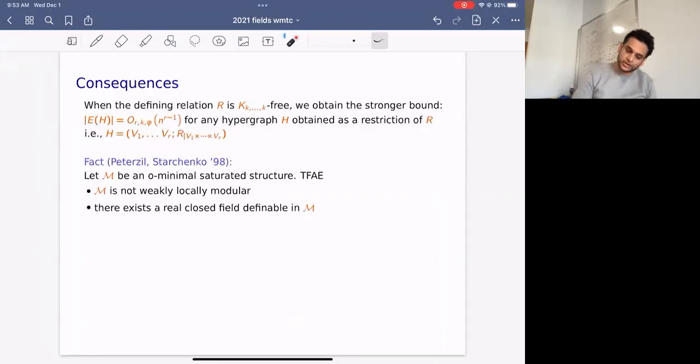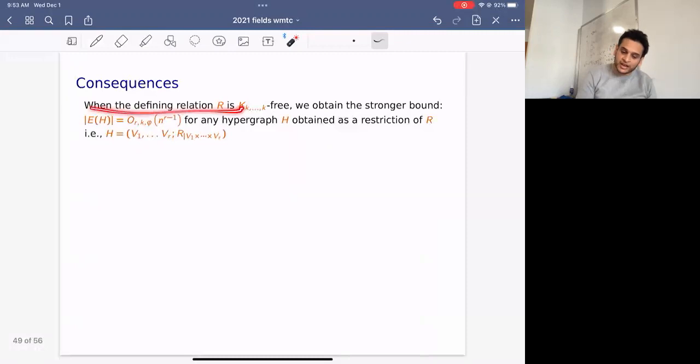Right, sorry, what do we say? If the defining relation is K_k free, then the number of edges is just n to the r minus 1, and we get rid of the power of the log. And as a consequence, it gives us some way to combinatorially characterize modular structures, or minimal structures.